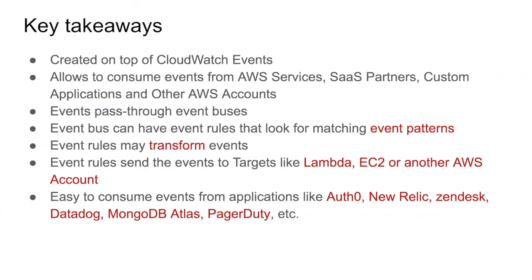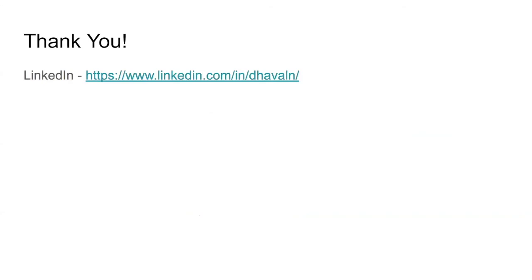The rules can do the filtering, that is matching the events and only taking in what they want and ignoring everything else, and do the transformation as well. You can change the structure from JSON to another JSON, or from JSON to string as well. Event rules send events to popular targets like Lambda, EC2, or another AWS account. It can also create an ECS task. It's easy to consume events from applications like Auth0, New Relic, Zendesk, MongoDB, Gusto, PagerDuty and Datadog. So that comes to the end of my presentation. Back to you, Manoj.